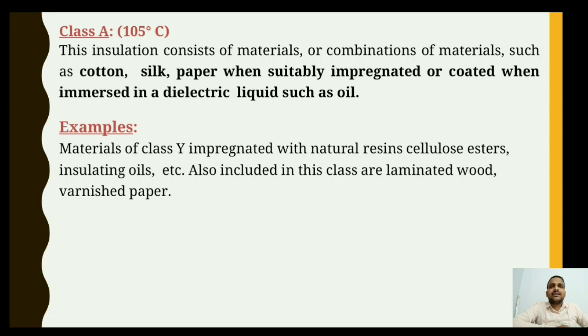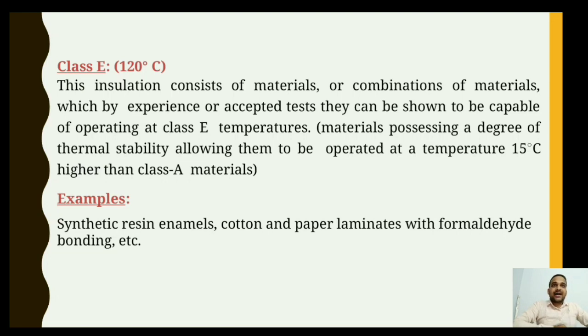The examples for class A materials are those impregnated with natural resins, cellulose esters, and certain insulating oils, etc. Certain laminated woods and varnished paper can also be used in class A. Now moving forward again, class E is there, that is the third class.